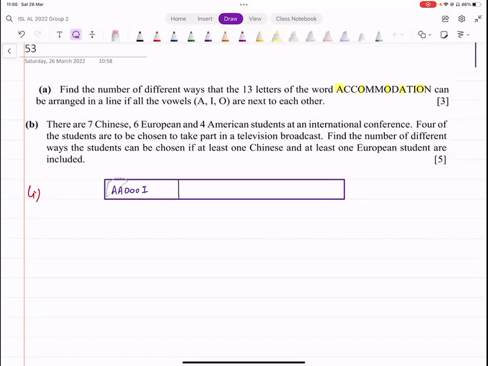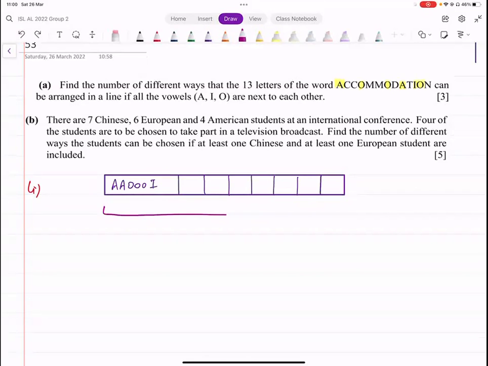Now, how many letters are we left with? We're left with 7 letters. So we've got 7 other boxes now. 1, 2, 3, 4, 5, 6, and 7. So how many boxes do we have in total? There are 8 boxes in total. So how many ways do we have to arrange them? 8 factorial, but then do we have any other letters being repeated? We've got 2 C's. Keep that in mind. We've got 2 M's. And anything else that's repeated? No. So the others are D, P, N.